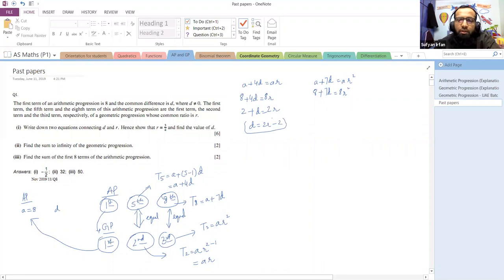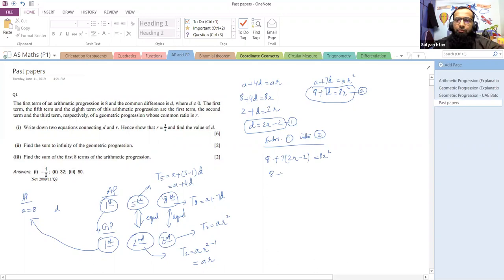So if we call this the first equation, and the other the second equation, then we are going to solve the two equations simultaneously to give us D and R. So let's do that. Substitute equation 1 into equation 2. 8 plus 7D, where D is 2R minus 2, is equal to 8R squared.